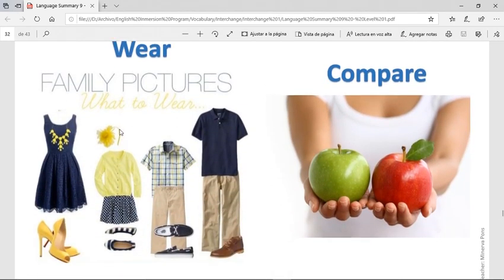To wear. To wear is when you are putting clothes on you. For example, you can wear a blue polo shirt, I was forgetting the name, and you're wearing khaki pants, and you're wearing some shoes. Compare. To compare is when you look at two different things and you say, what difference do they have? For example, this apple is more green than this apple. I am comparing these two apples.